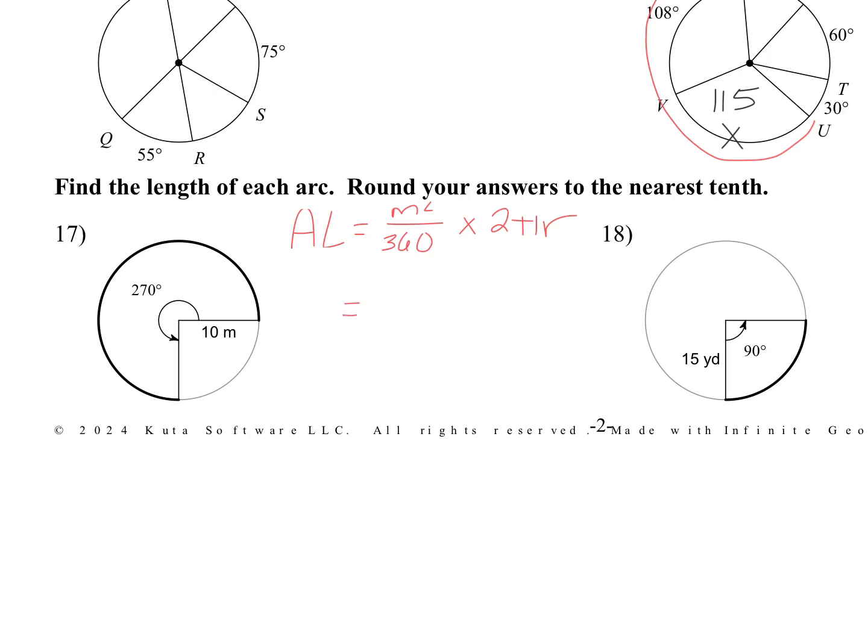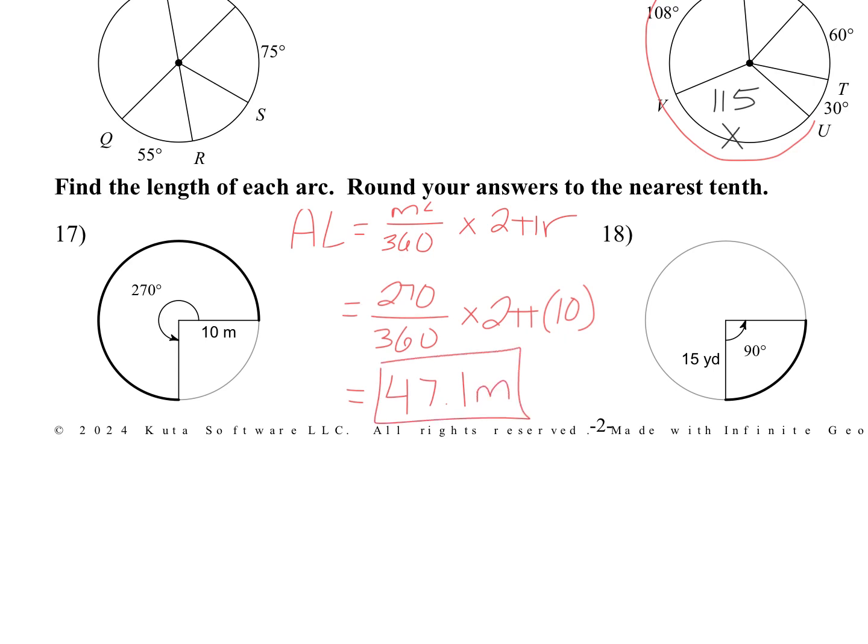So what is the measure of the angle? 270 divided by 360 times 2 pi, what's the radius? 10. In your calculator you should get 47.1. And what do we label arc length? Meters, yep. Awesome.